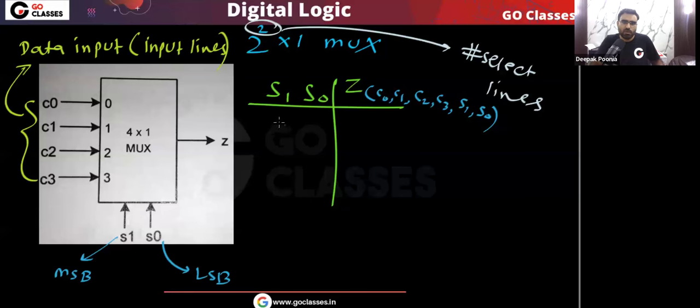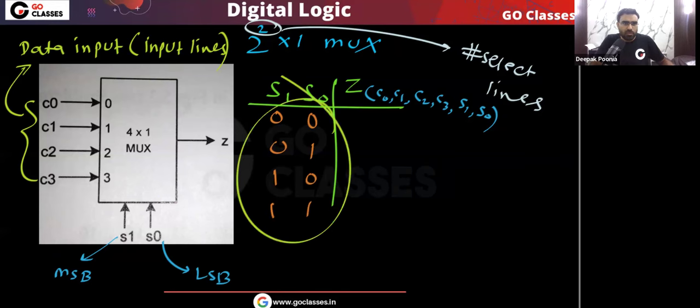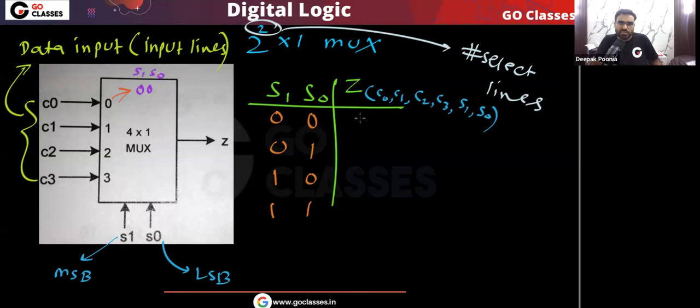Now you can see when these select lines are 0 0, when these are 0 1, 1 0, and 1 1. For the different combinations of select lines, what will be the output? Let's find it. Very simple. When the select lines are 0 0, this 0 simply indicates S1 is 0 and S0 is 0. So here you can see the output will be same as C0. Z will be equal to C0.